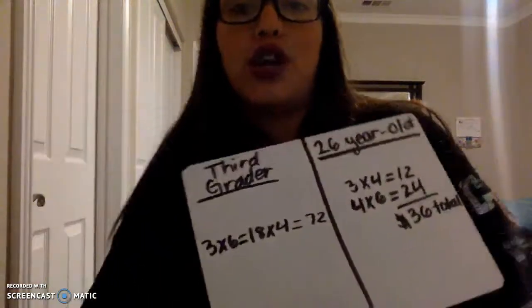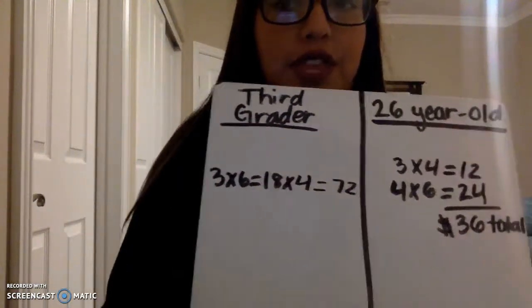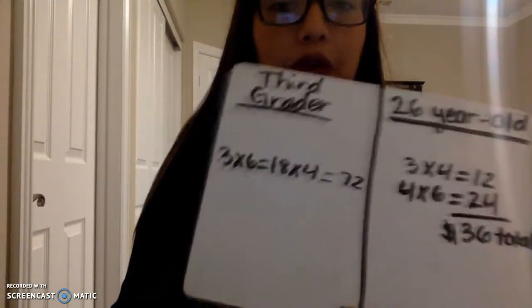So problem number 2 is each pack of tomato seeds costs $3, and each pack of cucumber seeds costs $4. What is the total cost for 4 packs of tomato seeds and 6 packs of cucumber seeds? So once again, I have here written how each of them solved it. In this case, the third grader got it wrong and the 26-year-old got it right.